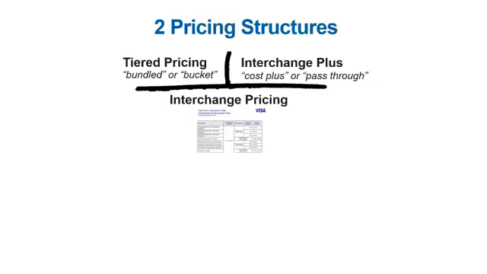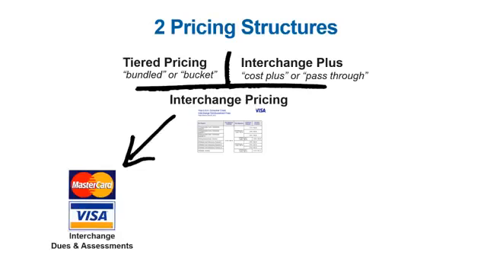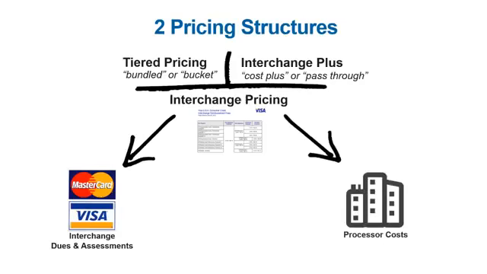The fees for any given transaction are broken down into two main categories: interchange costs, along with dues and assessments, and processor costs. Dues and assessments are paid to the card networks, which is Visa and MasterCard, and are the same for everyone as are interchange costs. They are absolute, and every processing company pays the same amount for interchange, dues, and assessments, period.